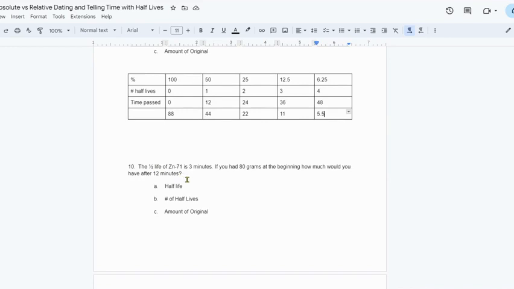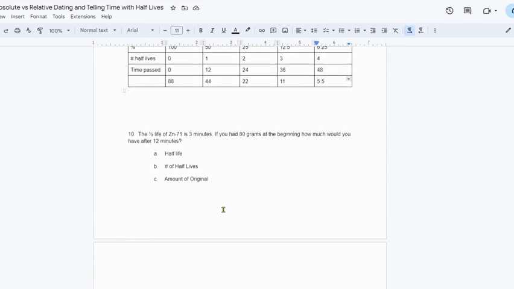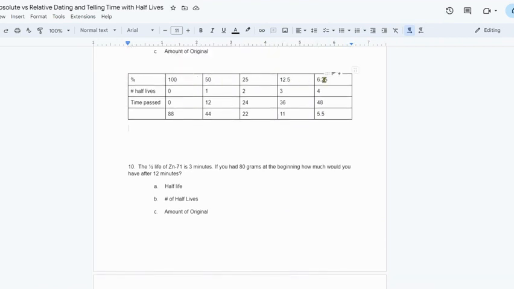Half-life of zinc is 3 minutes. If you have 80 grams at the beginning, how much would you have after 12 minutes? Easy. So we're going to insert my data table. We know that the percent is going to be right here. We know that the half-lives are going to be right here. I can use the same data table, I just need to adjust the time and how much I have, because the percent never changes.